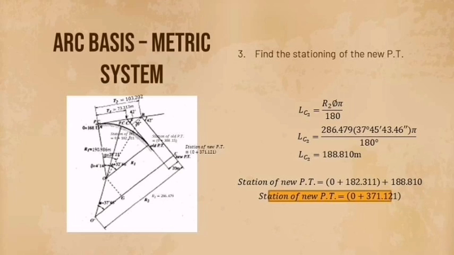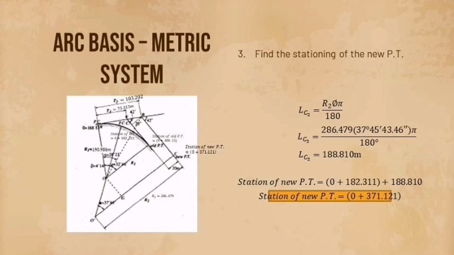And so for number 3, find the stationing of the new PT. Our formula is LC2, or the length of curve 2, equals radius 2 times theta times pi over 180. So again, substitute the values. Our radius 2 is 286.479, and theta is 37 degrees 45 minutes 43.46 seconds, times pi over 180 degrees. If we compute that, we will get the answer of 188.810 meters.